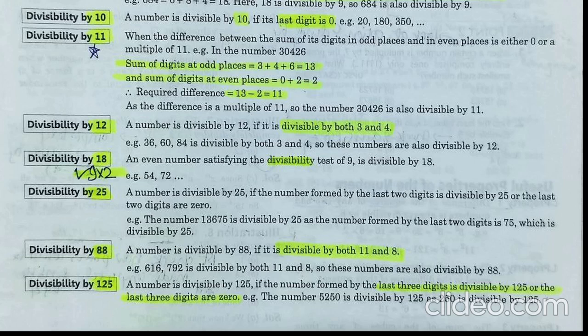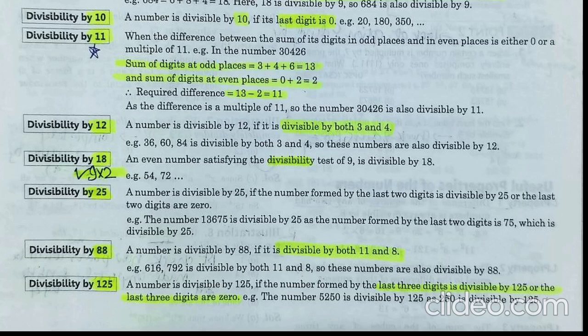Divisibility of 25. As we know, 5 and 5, the last digit should be 5 or 0. Divisibility of 88, the number must be divisible by both 11 and 8. Same for 125. The last 3 digits of the number should be divisible by 125 or the last 3 digits are 0. Okay, so here we completed the rules of divisibility by numbers.